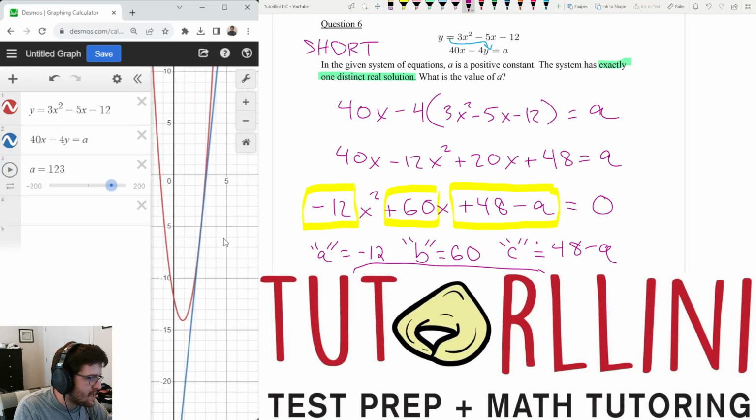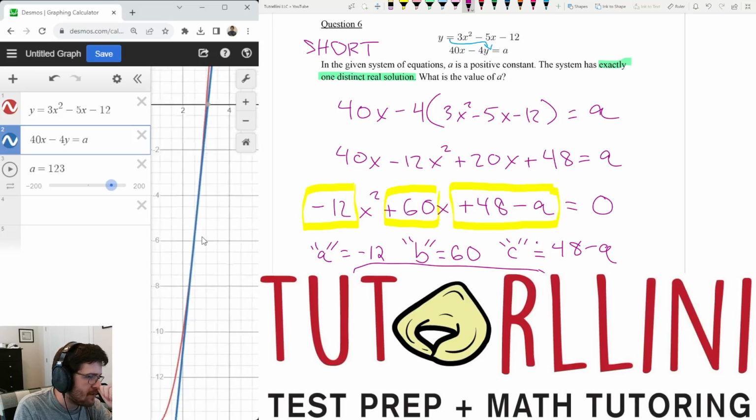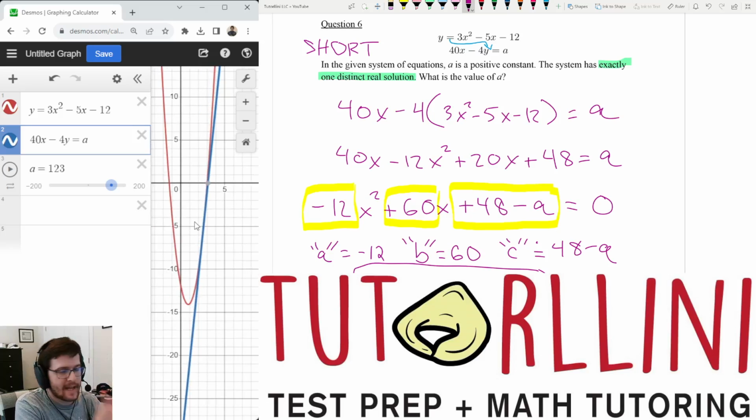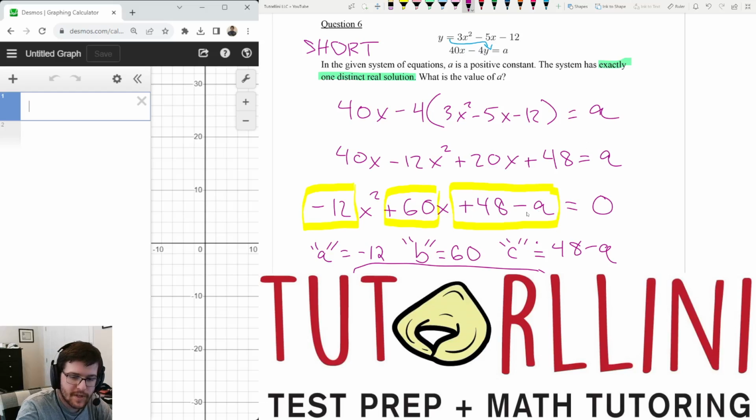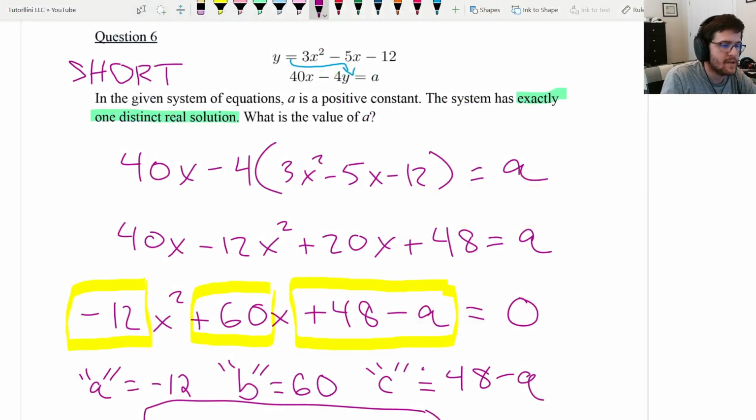And if I zoom in, it doesn't snap to the point. Sometimes they don't do that with tangent lines, or maybe they updated it recently. But if you look very, very close, you'll see that it just grazes that line at one point. So that means it grazes the quadratic at one point. So that means it has one real solution. Great.